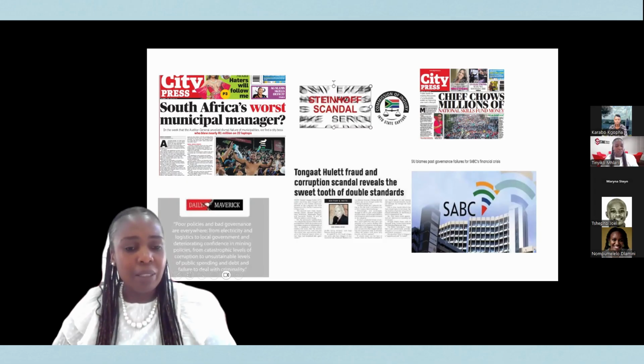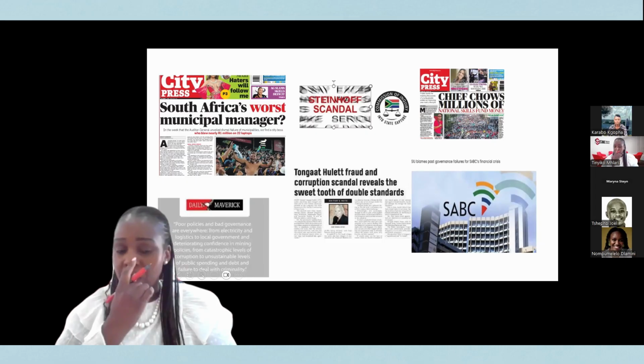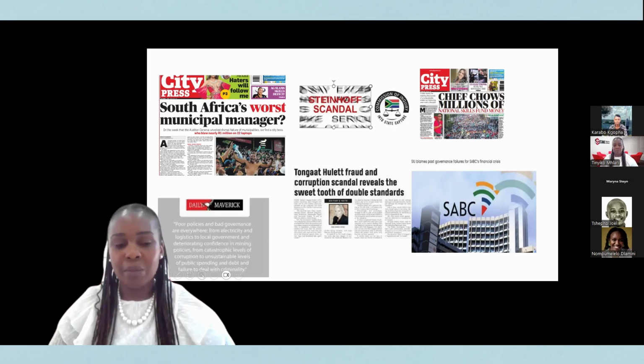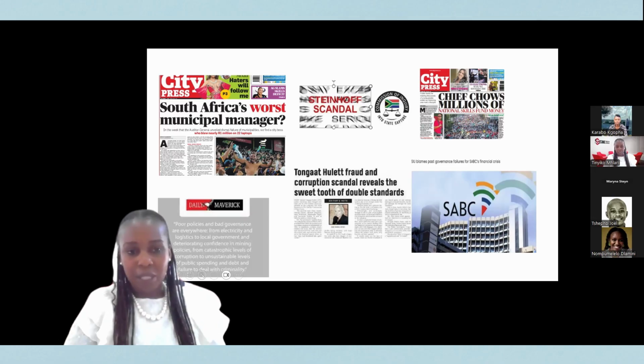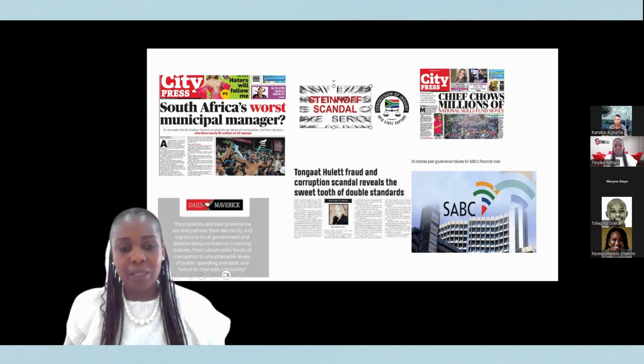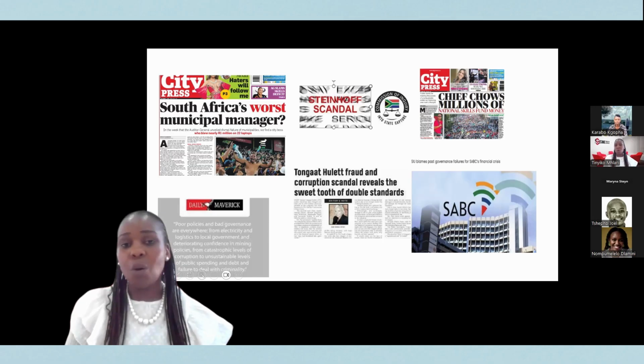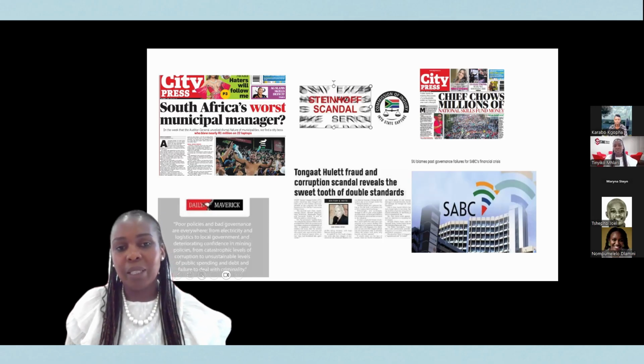The Daily Maverick says, and I'm reading at the bottom left of the screen: poor policies and bad governance are everywhere, from electricity and logistics to local government and deteriorating confidence in mining policies, to catastrophic levels of corruption, unsustainable levels of public spending and debt, and failure to deal with criminality. For me, that statement encompasses everything we're seeing here. It is everywhere. It is not just in the public sector or the private sector. This is all combined. And it is also very true for the SMMEs.